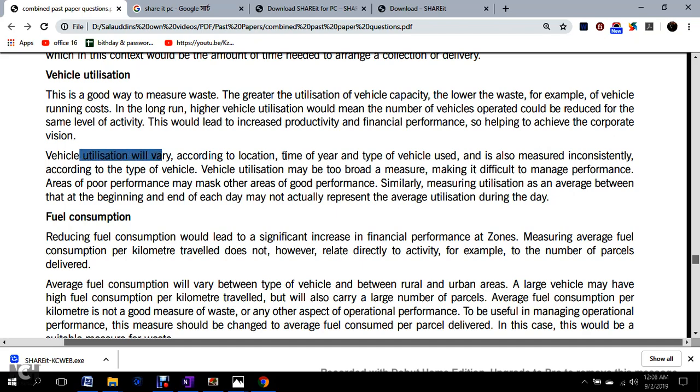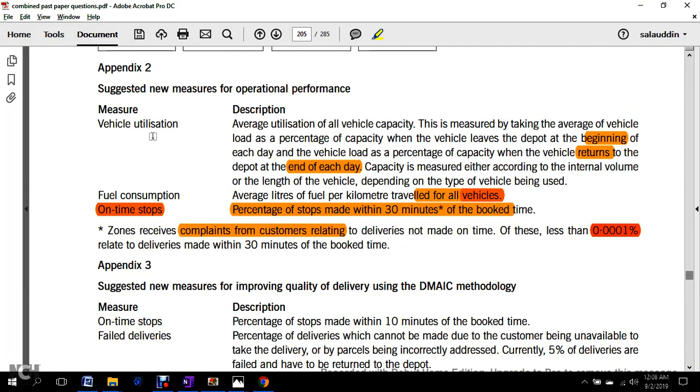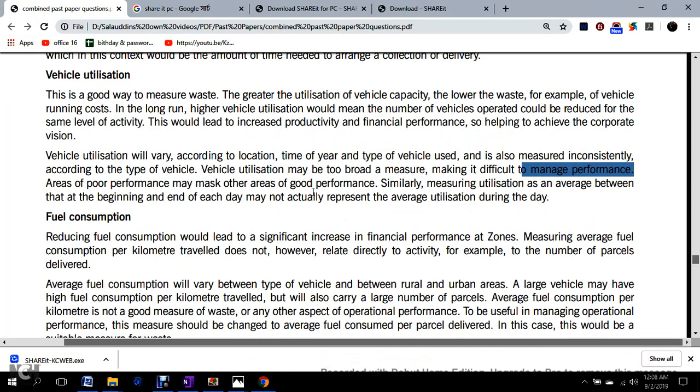Time of the year: throughout the year the demand may not be the same. Type of vehicle used: different types of vehicle will be of different size, and are measured inconsistently. Why inconsistently? Because there are different things according to the type of vehicle. Vehicle utilization may be too broad a measure, making it difficult to manage performance. Through this measure it will be tough to check the operational performance. Areas of poor performance may mask areas of good performance.